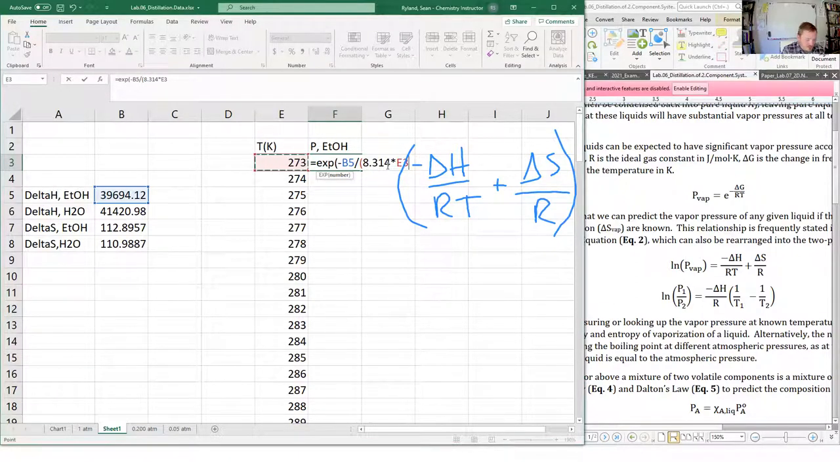So that gives us our first term, the delta H over RT, or negative delta H over RT. And then it's going to be plus delta S over 8.314, that R term again.